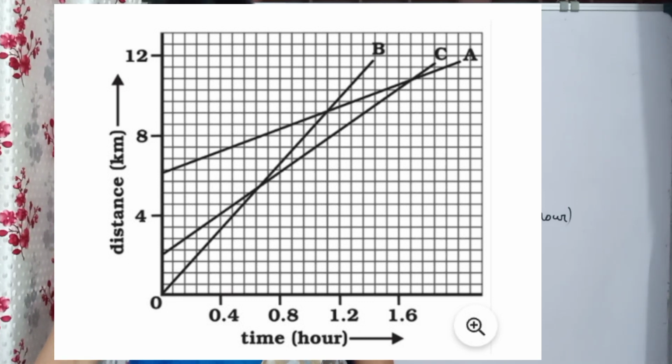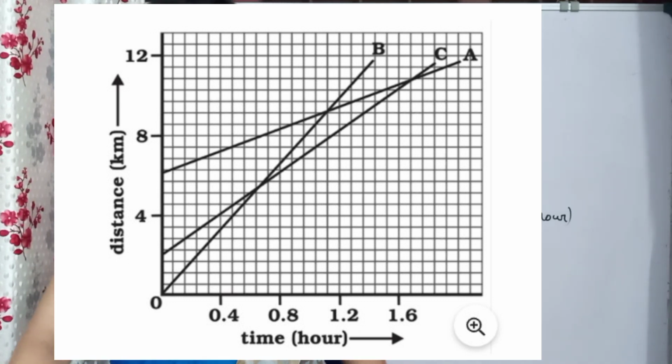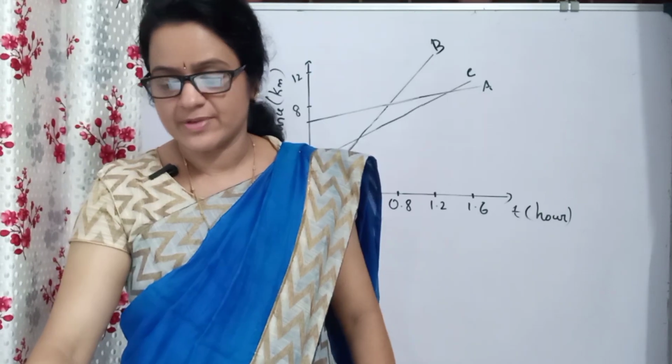And for the 3 objects the values are marked here, and B is starting from 0, that means initially it was 0. So the distance traveled at the time 0 was 0 for object B only. For the other two cases, that means C and A, the initial distance was not 0. Okay, so that we can see when we are going to the question. So these are the graphs, and from the graph we have some questions.